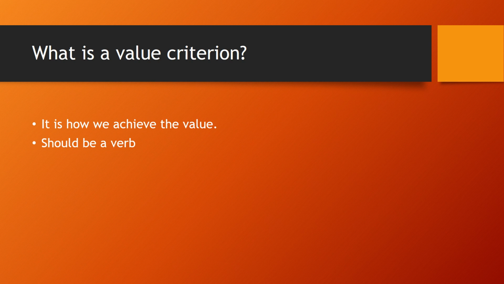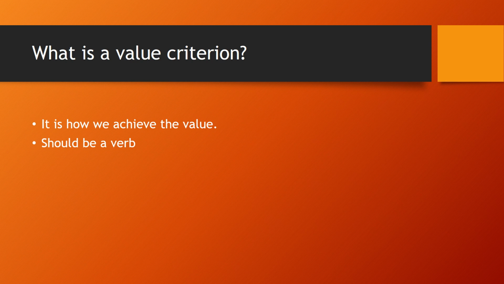So let's look back on our previous example we gave of Rick's mother and Rick. In that debate, we could say Rick's mother could have the value criterion of stopping smoking. So in this case, we make it a verb because that's how you achieve the value. So when Rick stops smoking, he achieves the value of health, or he gets closer to achieving the value of health.